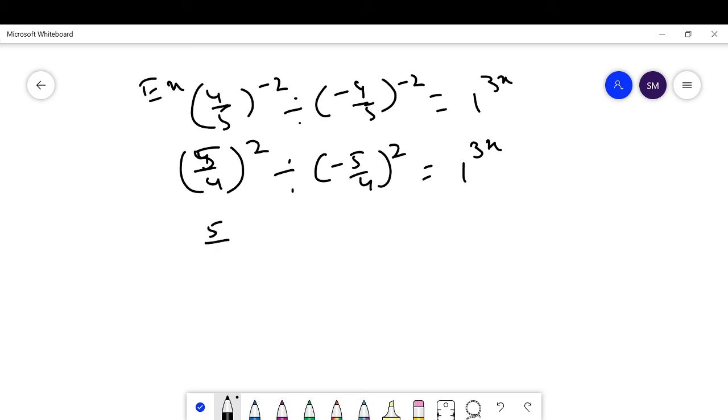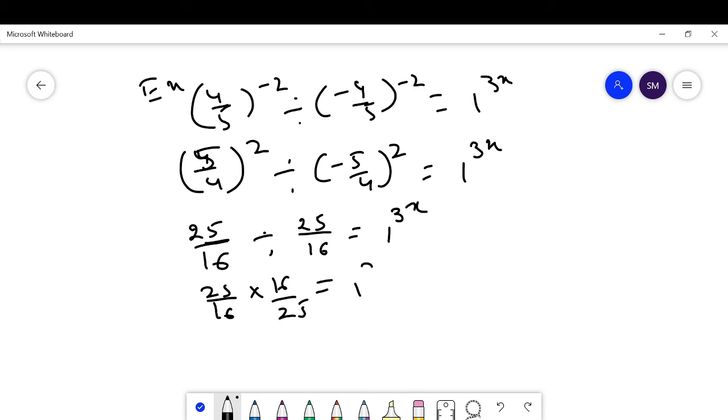5 by 4 to the power 2 means 5 by 4 into 5 by 4, which is 25 upon 16. Divided by minus 5 by 4 to the power 2, which means minus 5 by 4 into minus 5 by 4, which is also 25 upon 16. And here at the RHS, 1 to the power 3x. This is 25 upon 16 into 16 upon 25.